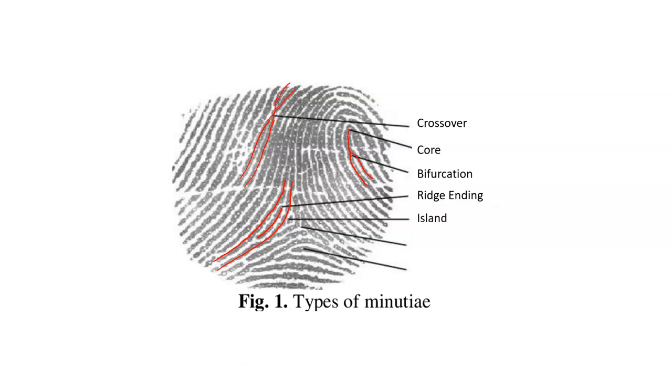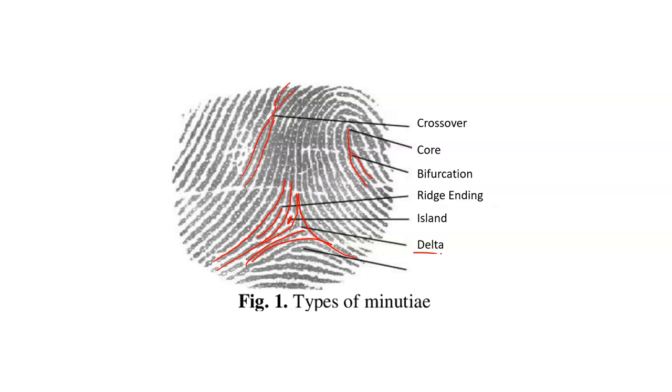Okay, this is an island. It's one of those really, really short, almost like a dot, right? This would be a longer, short ridge. This would be the delta. Remember, delta was when you have continuous lines that come in and form this triangular shape.